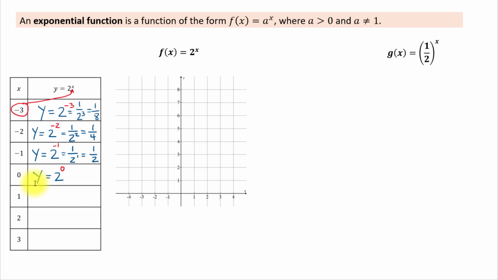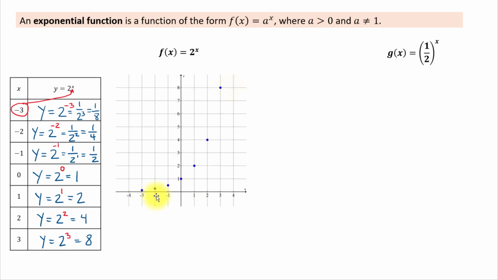When x equals 0, to find the corresponding y value, I have to raise 2 to the power 0, and that equals 1. Any number raised to the power 0 is always 1. When x equals 1, 2, and 3, I got the corresponding y values 2, 4, and 8. Let's plot all these points. Here they are, and I can see the pattern, so I should be able to connect those points. The only part of the graph that I have to think about is right here. When I extend the graph to the left, is it going to cross the x-axis and go down or not? Let's think about it.